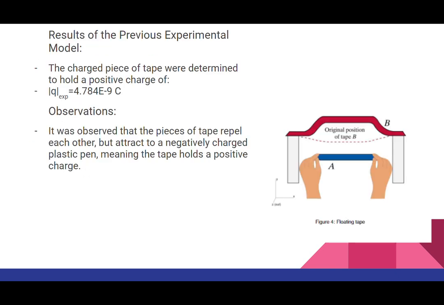As a reminder, the results of the previous experimental model showed that the piece of charged tape had a positive charge of 4.784 times 10 to the negative 9 coulombs. It was observed that the pieces of tape repel each other, but attract to a negatively charged plastic pen, meaning the tape had to hold a positive charge.